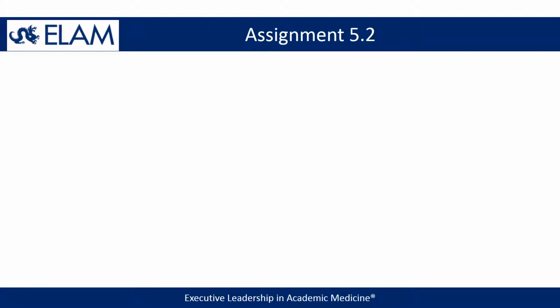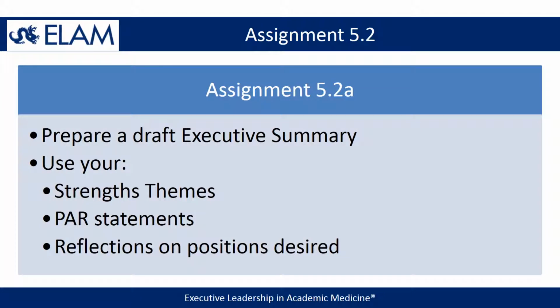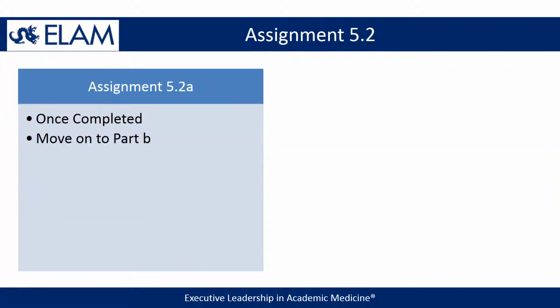So now we believe you are ready to draft your own executive summary. For the first part of assignment 5.2a, prepare a draft executive summary using your strengths themes, PAR statements, and your reflections on the positions desired. There are examples available to refer to. You will need to complete Part A first before moving on to the rest of the assignment. After you have completed Part A, you can then move to Part B.